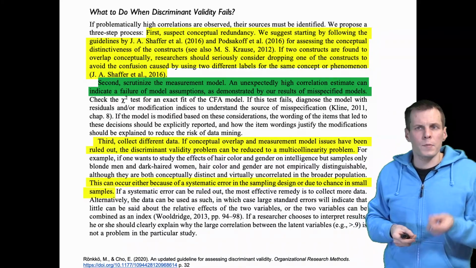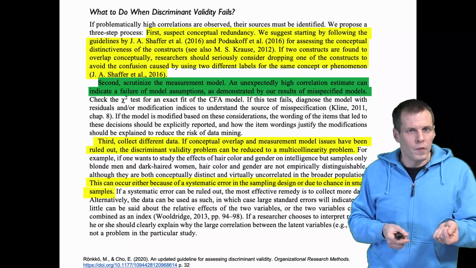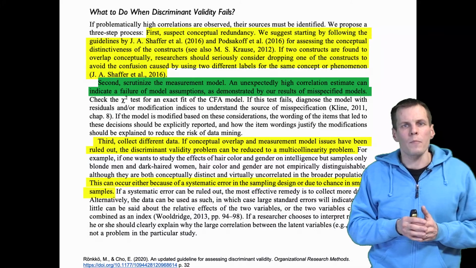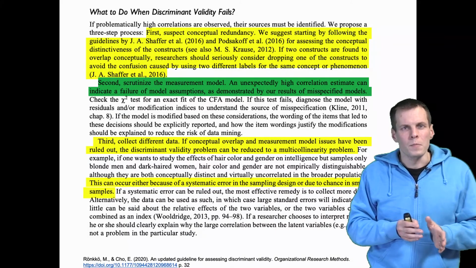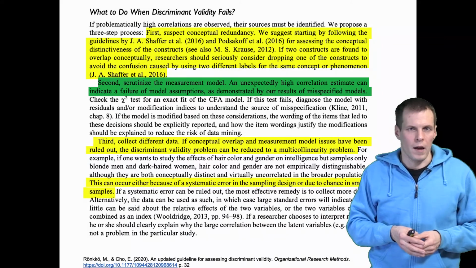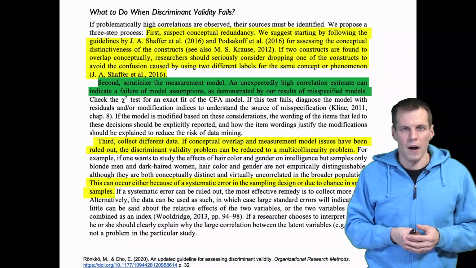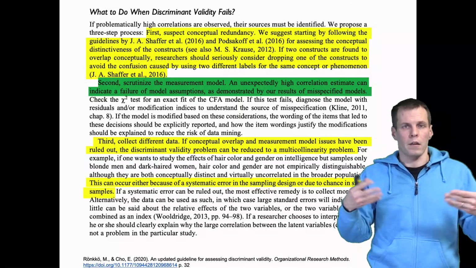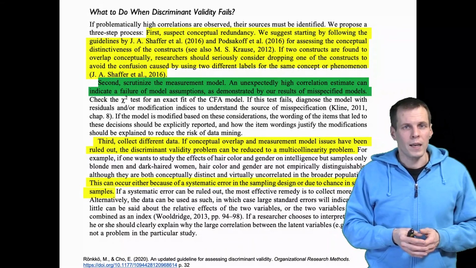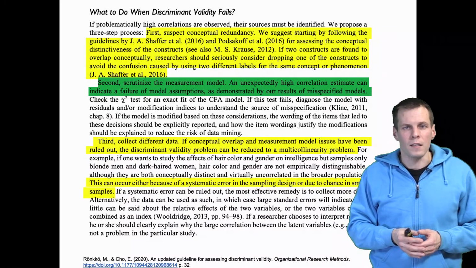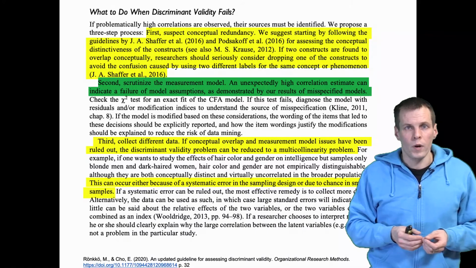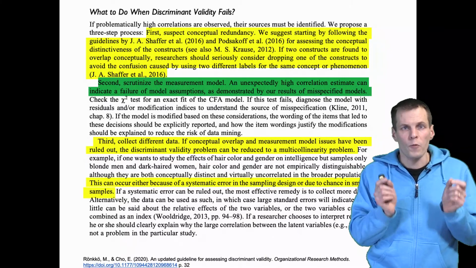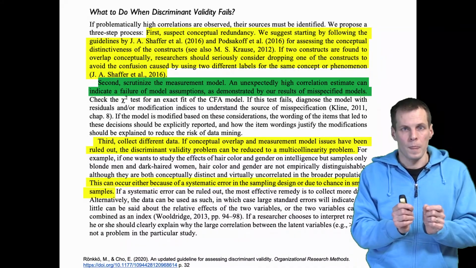Finally, it's possible that it is a data problem, particularly if you have a small sample. So let's consider an example where we want to study hair color and gender and their effect on, for example, hireability of a person. And we are studying only blonde men and dark-haired women. So we cannot say which one is the cause of employability, whether it's the gender or the hair color, because the gender and hair color are perfectly correlated in the sample.